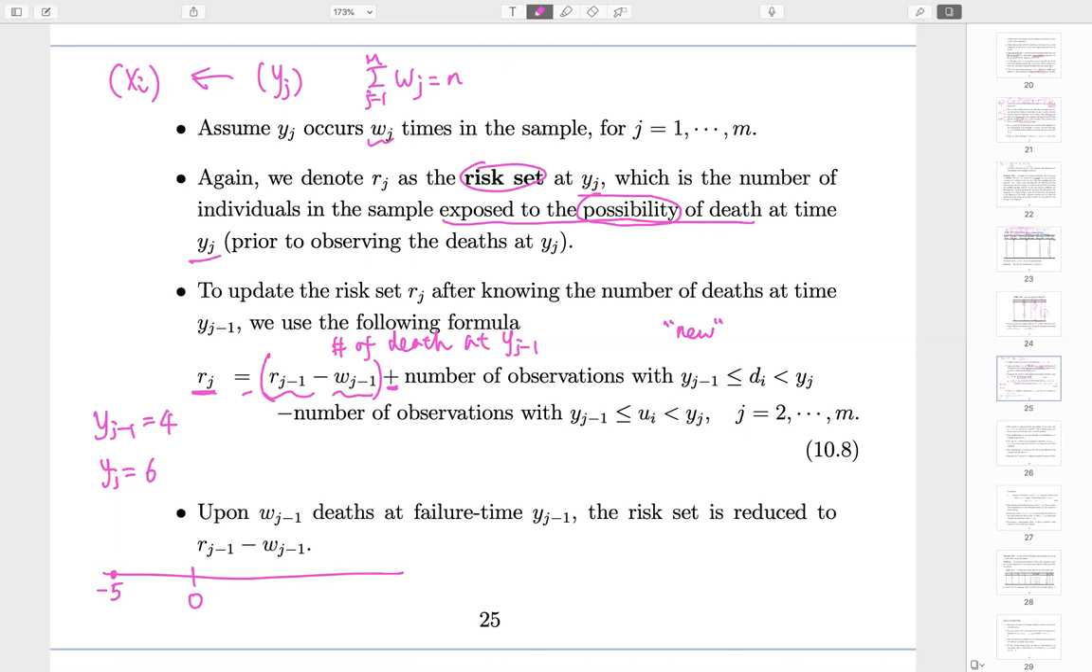So now let's consider a patient who received his surgery 5 weeks prior to the start of this study, 5 weeks ahead. So he is not exposed to the death time at 4, right? Because he received the surgery 5 weeks ahead. And even at the very beginning, he already survived the 5 weeks. So this patient, he's not exposed to the death at 4, but he is exposed to the death at 6, because once we start, he already lived 5 weeks, but there is a chance that he would die in the next week. So he is exposed to the possibility of death at time Yj. So we have to include those, right? So we need to add those.